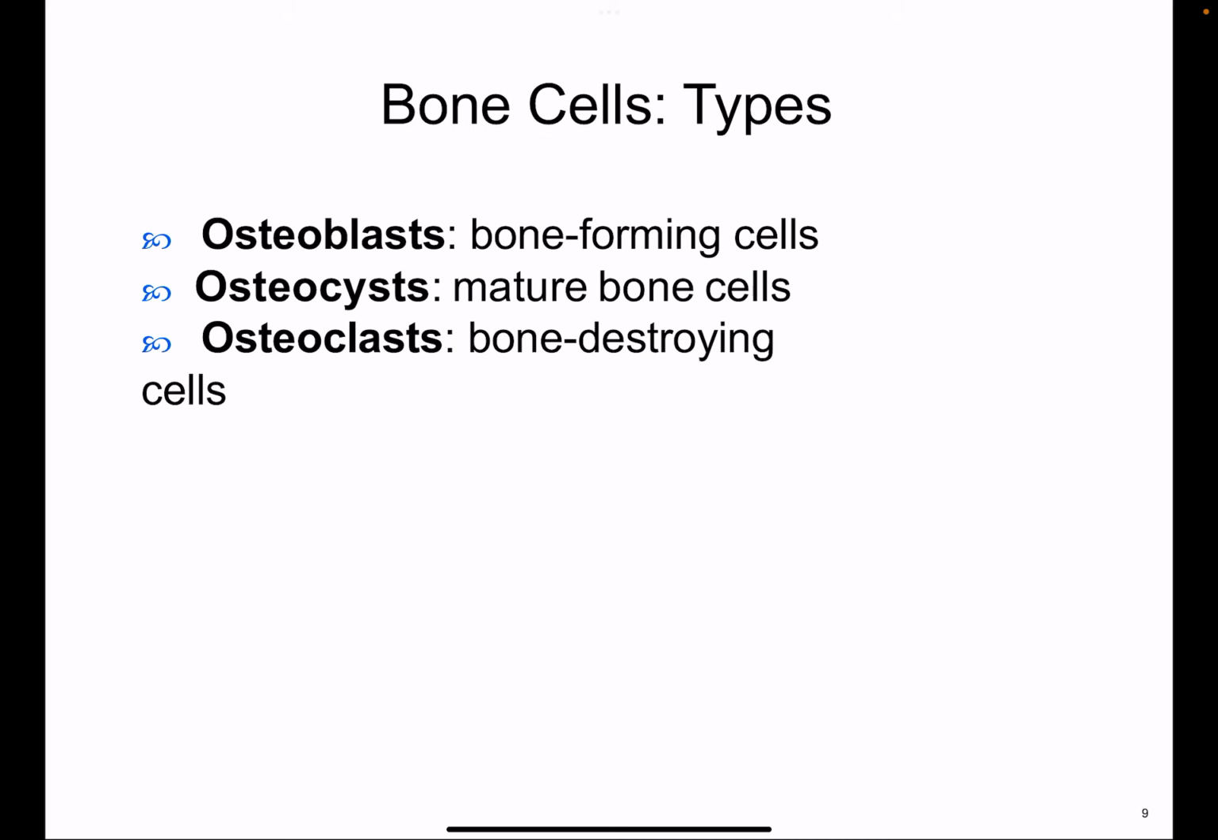Now, these are the bone cells, specifically certain types of cells. We have osteoblasts, which is going to, boom, you have another bone cell.